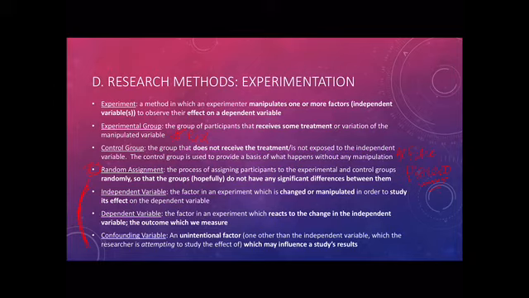And the key to random assignment is much like random selection. It's just this idea that all members of the sample have to have an equal chance of being placed in either the experimental or the control group. So for random sampling, every member of the population has to have an equal chance of being included in the sample. For random assignment, every member of the random sample of the selected participants has to have an equal chance of being placed in either the experimental or the control group.